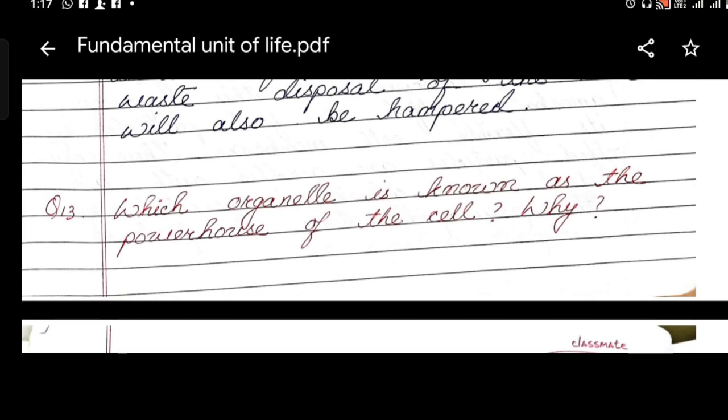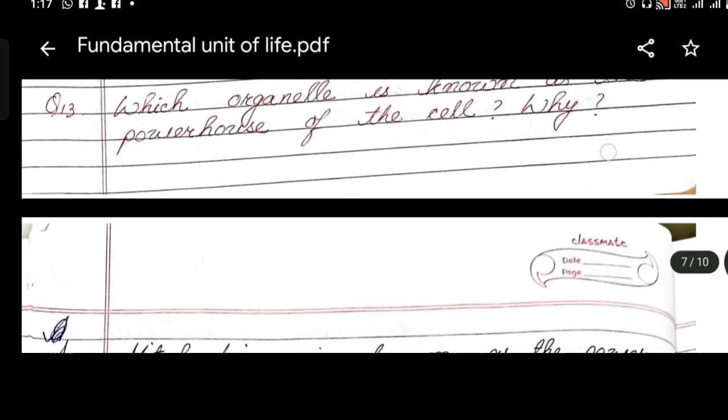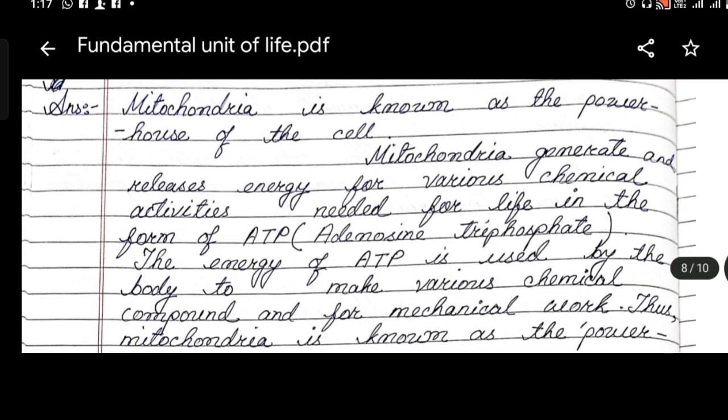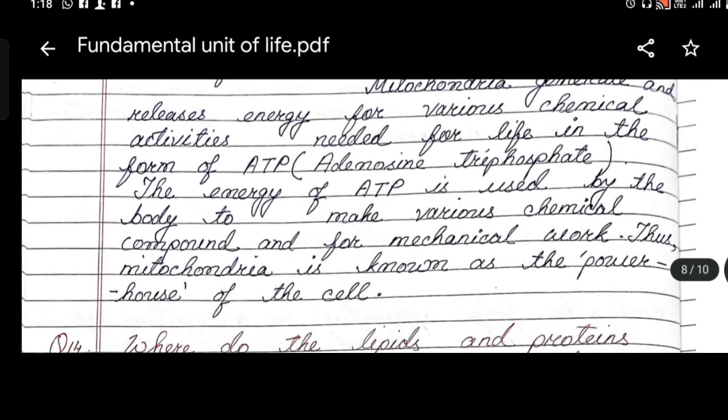Question number 13. Which organelle is known as the powerhouse of the cell? Why? Answer. Mitochondria is known as the powerhouse of the cell. Mitochondria generate and release energy for various chemical activities needed for life in the form of ATP, adenosine triphosphate. The energy of ATP is used by the body to make various chemical compounds and for mechanical work. Thus, mitochondria is known as the powerhouse of the cell.